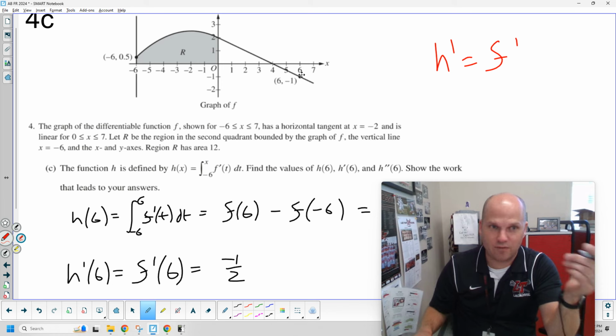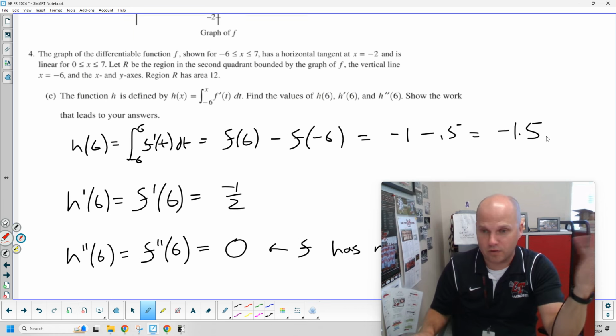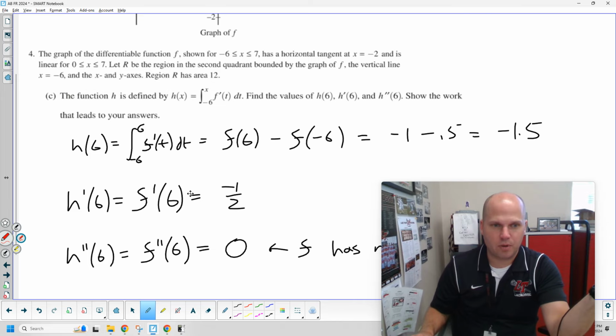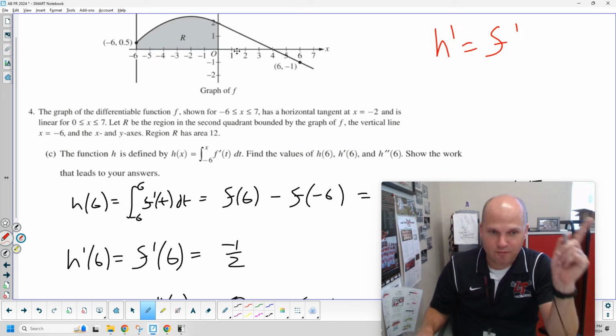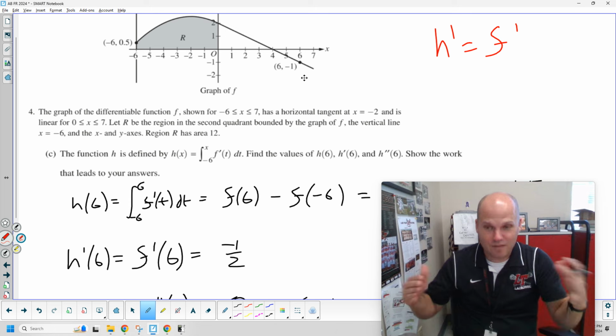F of 6 is -1. They put that point there for a reason. F of -6 is a half. They put that point there for a reason. You got -1.5. Now we go to h prime equaling f prime. Now this is the graph of f. F prime of 6 is the slope of f at 6.